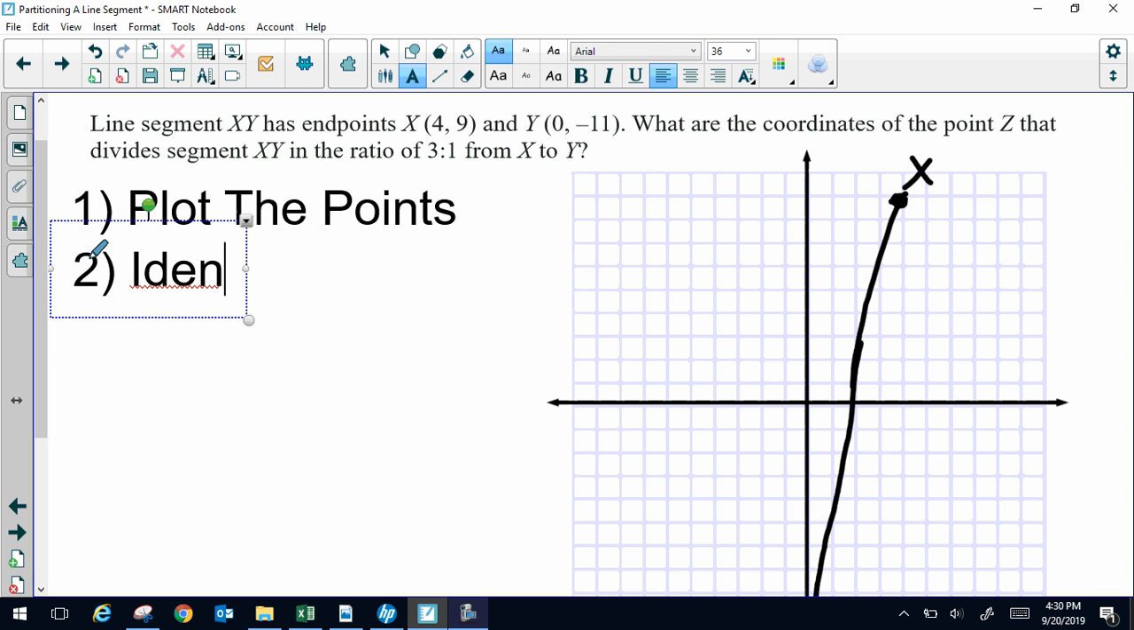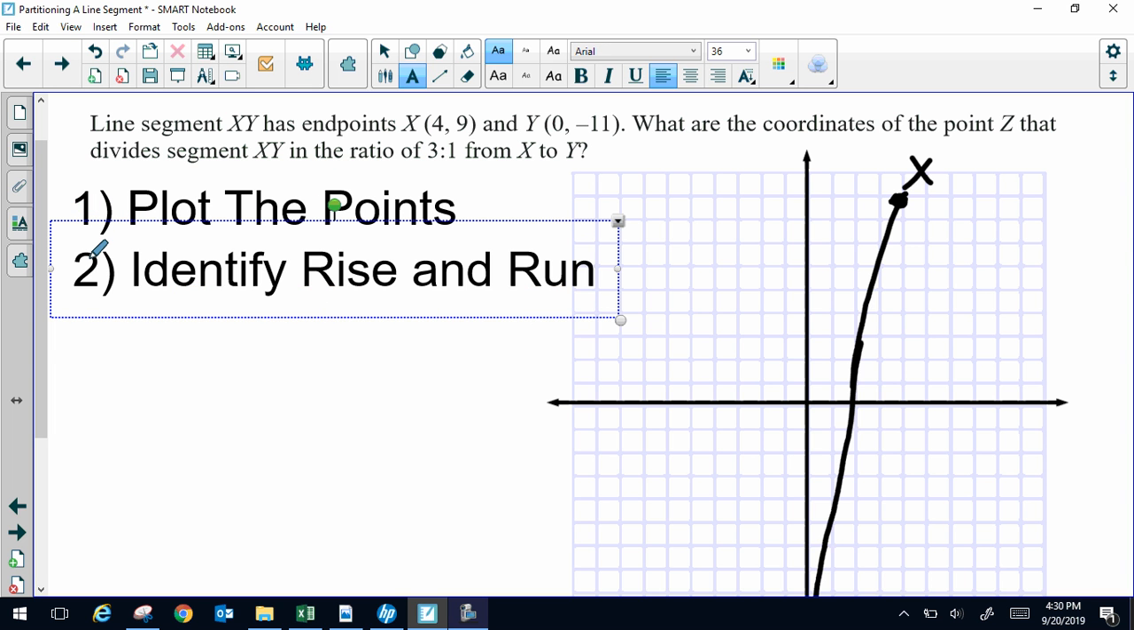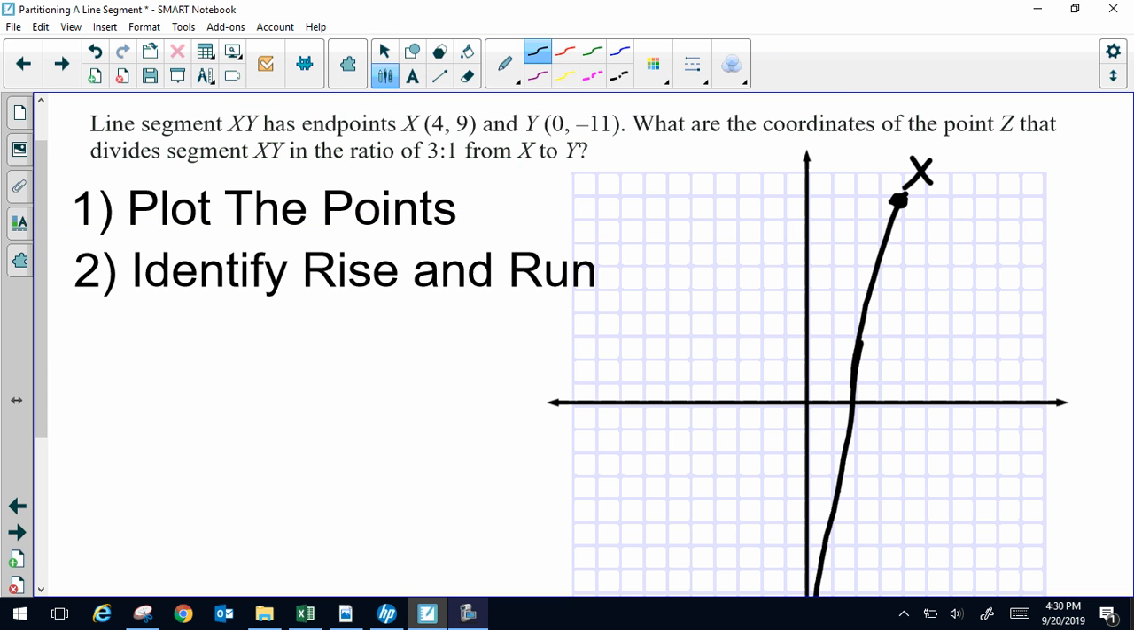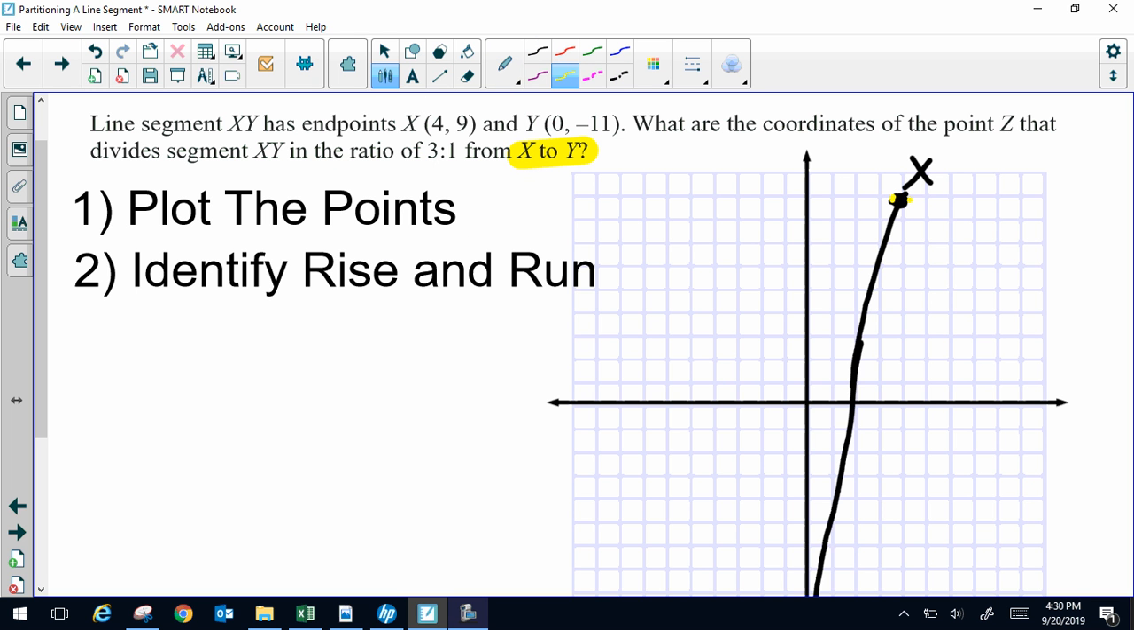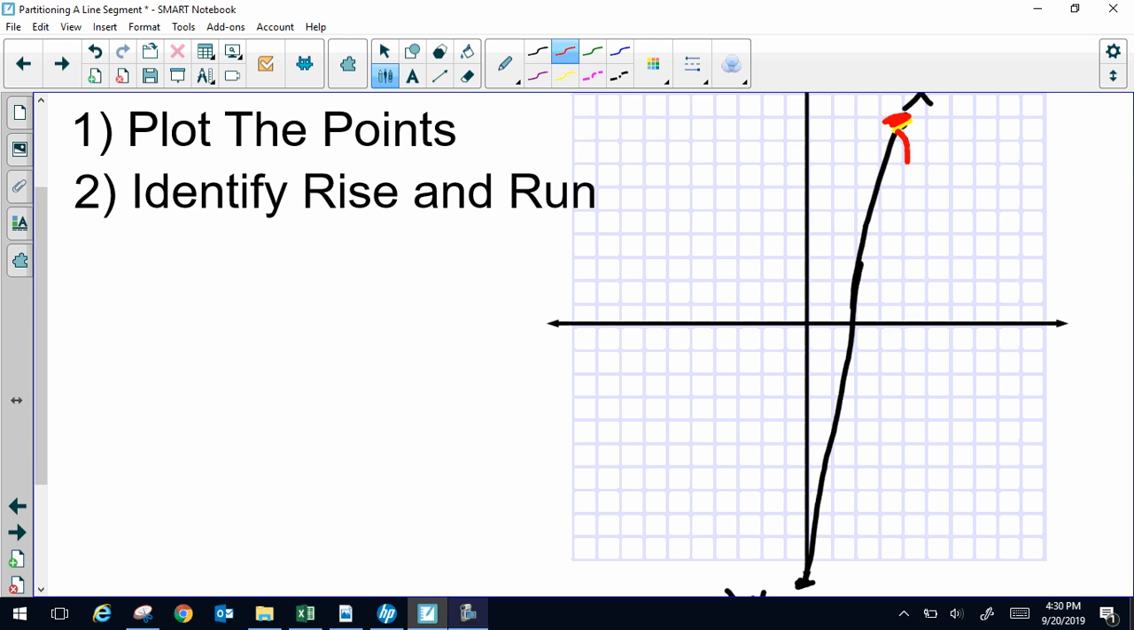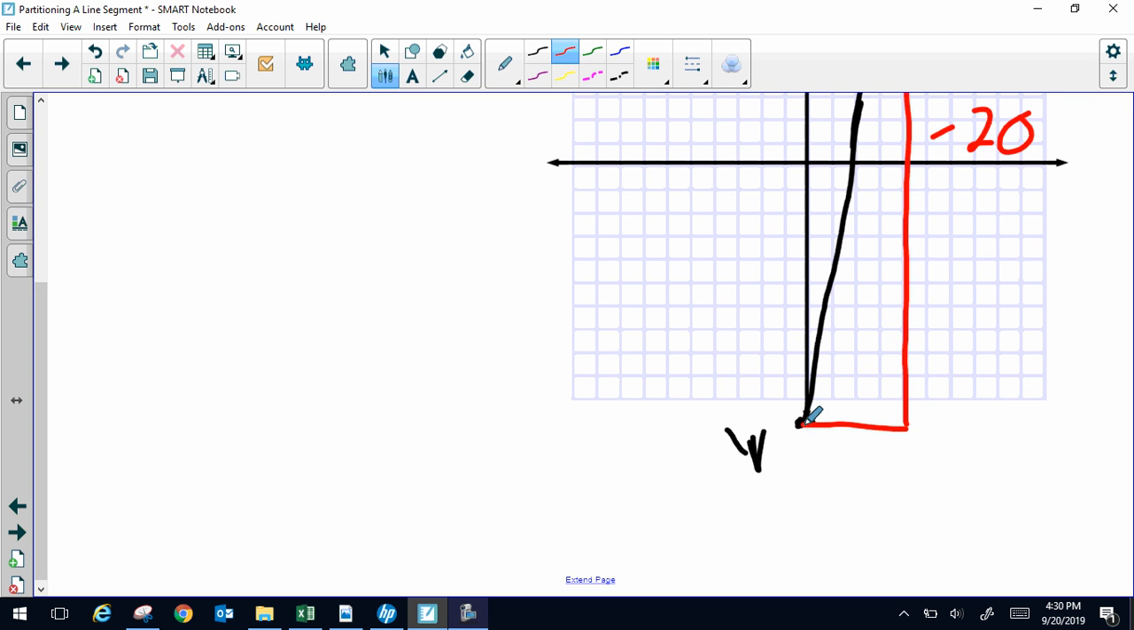Step 2 is identify your rise and run. Okay, so if I look at this, my starting point is from x to y, which means I'm starting here at x. So I need to identify my rise and run from there. Because I have to go down, my rise is negative. So my rise is negative 20. And also because I have to go left, my run is also going to be negative. So anytime you go down or if you go left, you have to make the number negative.